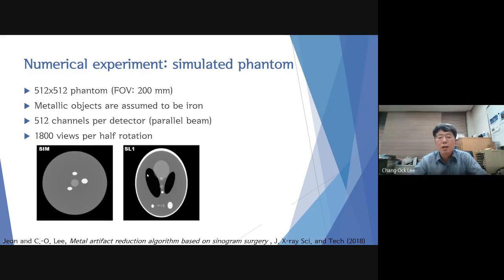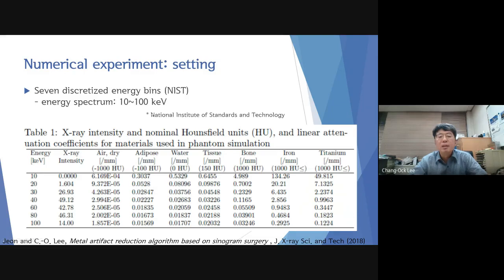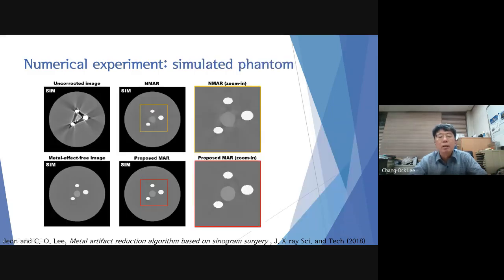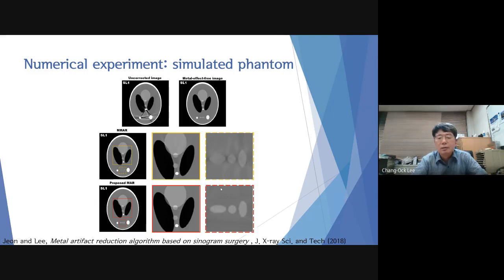Okay, so now this is the numerical experiment. We use two simulated phantoms, and from NIST we obtained the attenuation coefficients of several materials depending on the energy levels. Using that, we take simulated data. Here these are the metals, this is the original metal-artifact-free image, and this is obtained from sinograms. Using NMAR, we have this result, and using SMR, we have this result. We magnified this part, and you can see our result is much, much better. This shows the same results also.